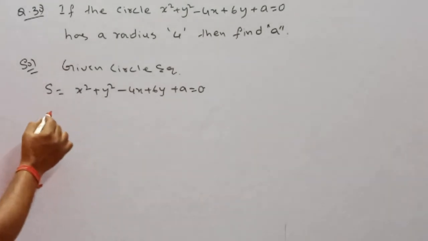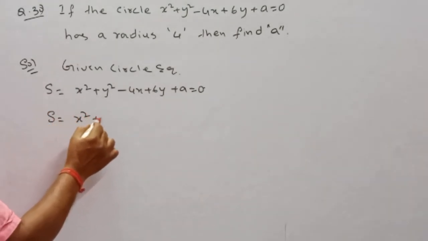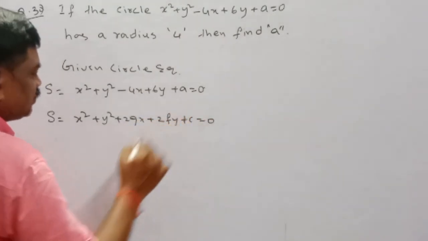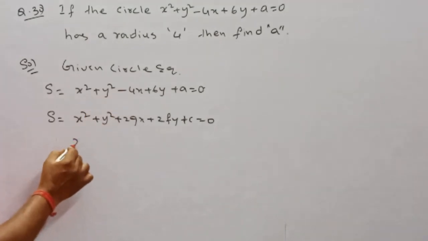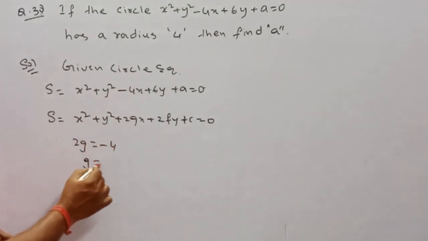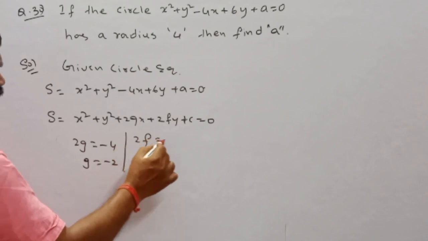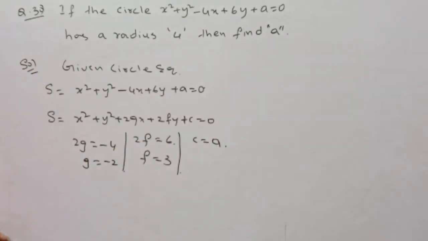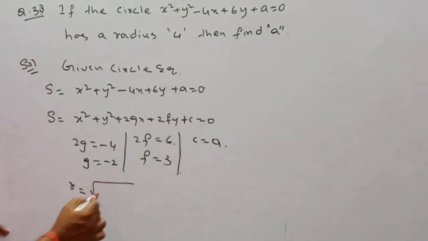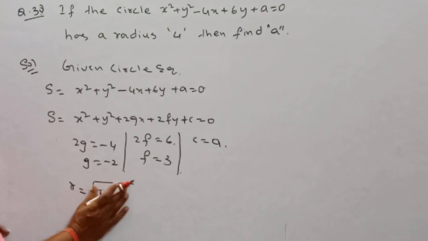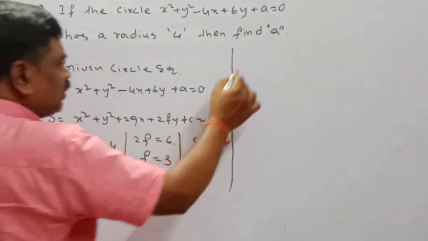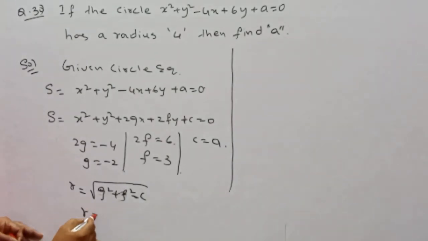Then what is given? Here you compare with x² + y² + 2gx + 2fy + c = 0. Then here 2g = −4, g = −2. 2f = 6, f = 3, and c = a. Then what is the radius? r = √(g² + f² − c) is the radius of the circle.